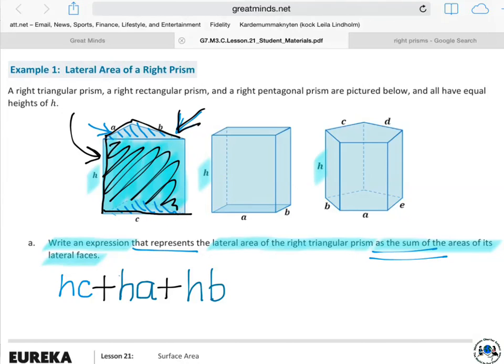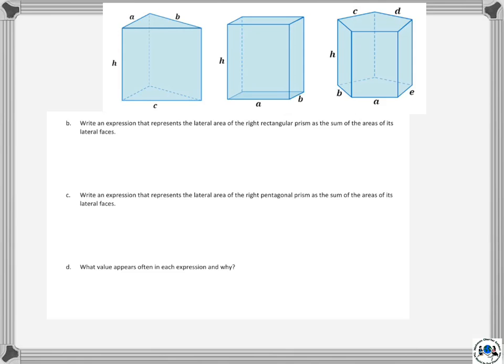Okay, so there it is. That's our expression. Again, we need no equal sign because we didn't ask for any equation, but you could use this in an equation, of course, in the future. But there it is. There's our expression. That's how we would get the sum of all the areas of all the lateral faces. Okay? All right. Let's go ahead and move on.